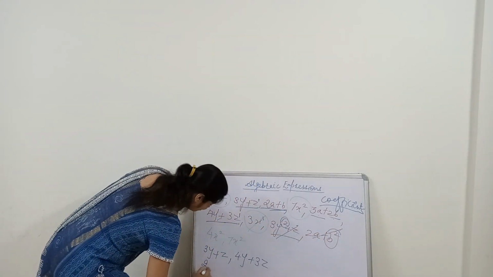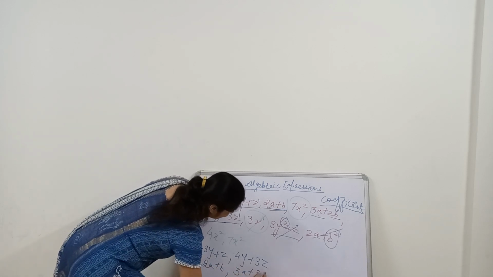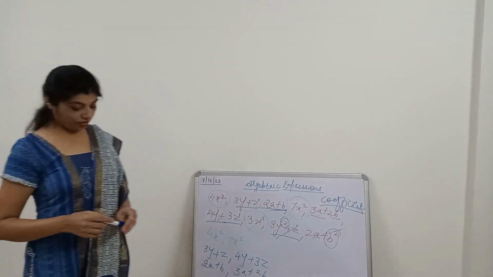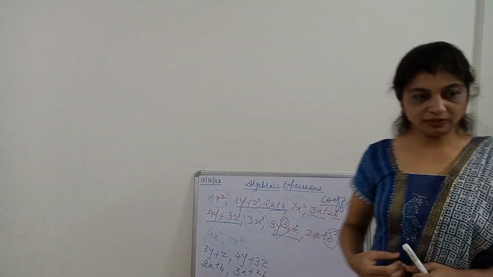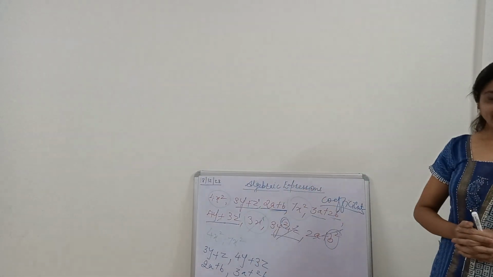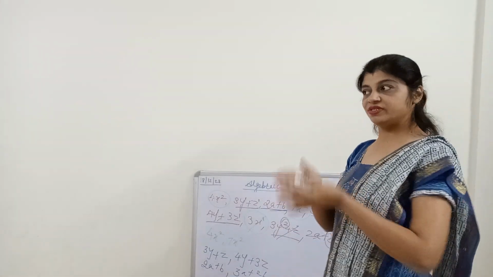So 2A plus B, then 3A plus 2B. These are the like terms. So let's have a recap till what we have done. I have made you understand what is an algebraic expression. Algebraic expression means an expression which is a combination of constants, variables with operations.